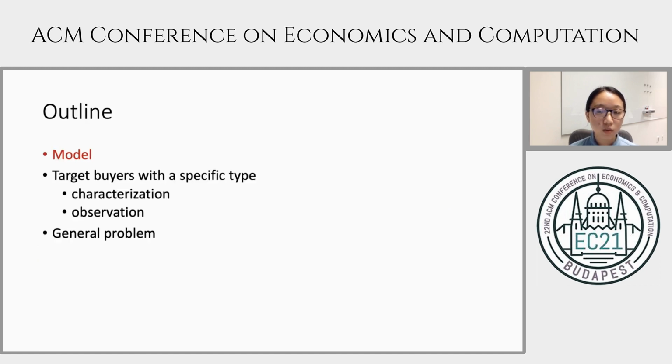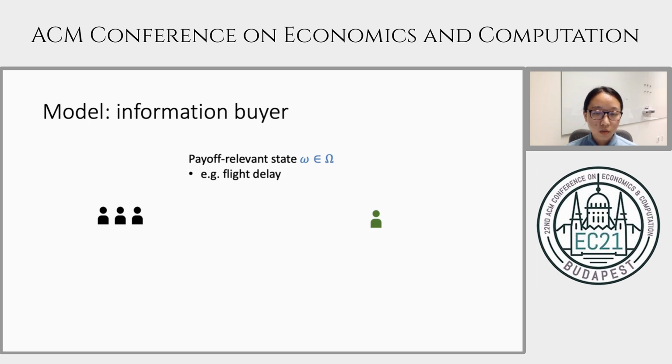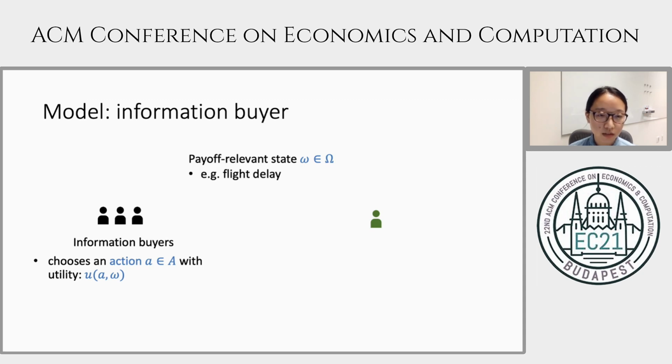So let's start with the model. We have some information buyers who care about an unobservable payoff-relevant state, denoted by omega. For example, it can be an unknown flight delay. And these information buyers face a decision problem. So they need to choose an action A from a set big A, and their utility depends on both the action that they take and this unobservable state.